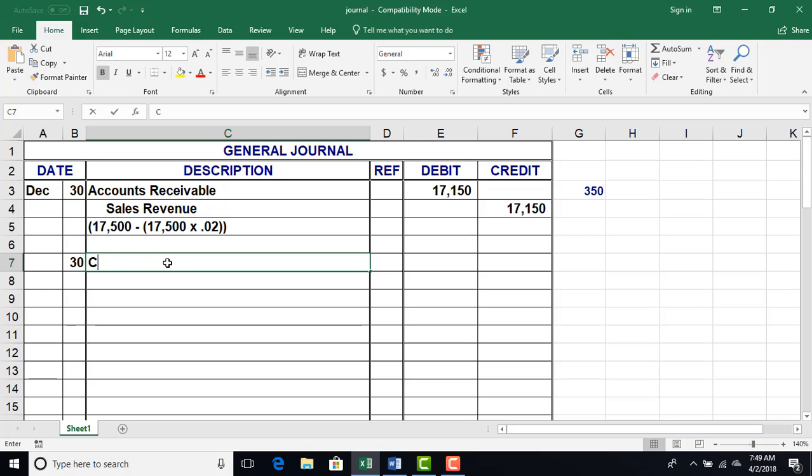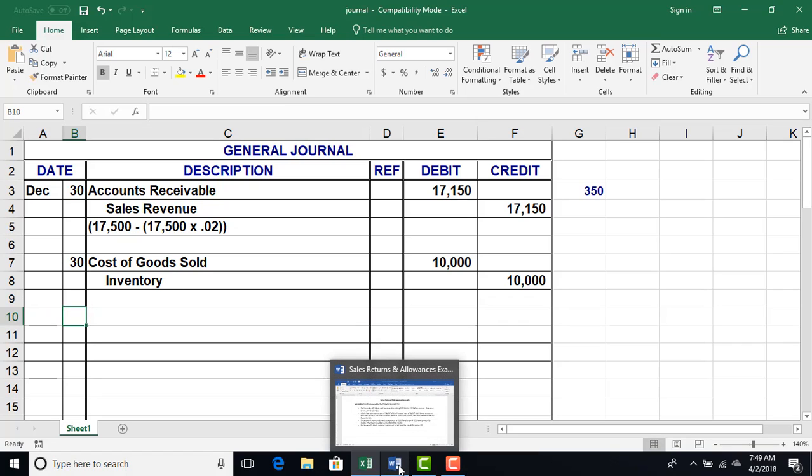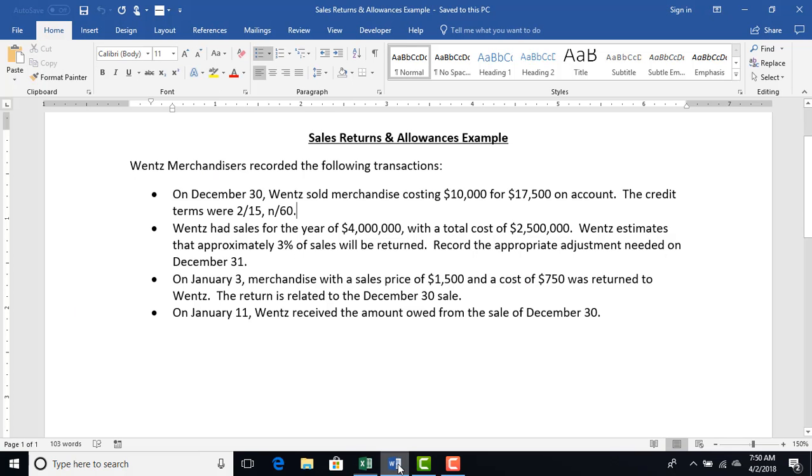Remember, I also need to record the fact that I've removed these things from my inventory now because I've sold them. So I'll debit cost of goods sold, that new expense account that we get to work with in this chapter, and I will credit inventory. So debit to cost of goods sold, and credit to inventory, and it told me those goods cost $10,000. So I don't need to worry about doing any sort of discount on that. The inventory didn't cost any different because these people may or may not pay me within the discount period. So I don't need to worry about anything else for that one.